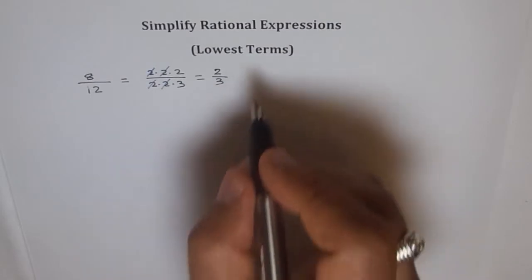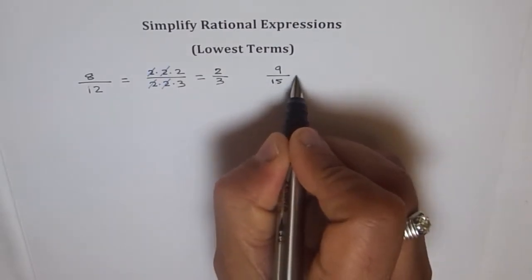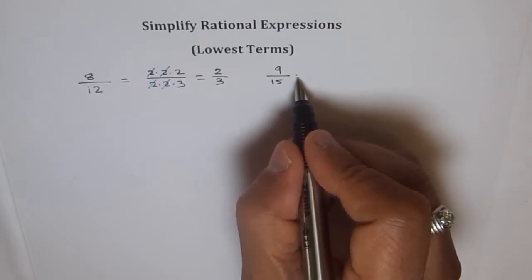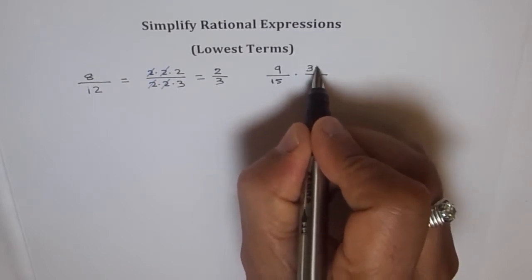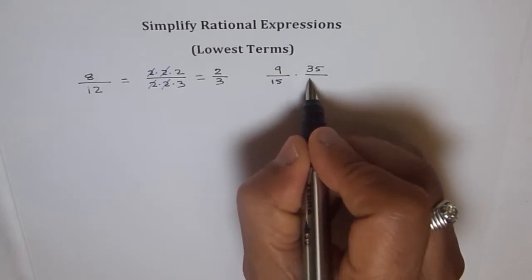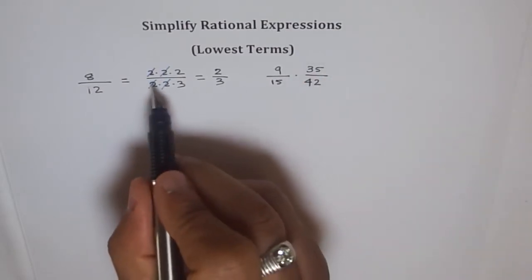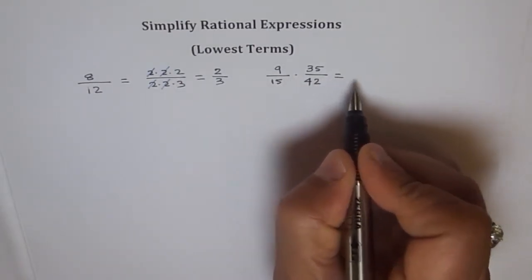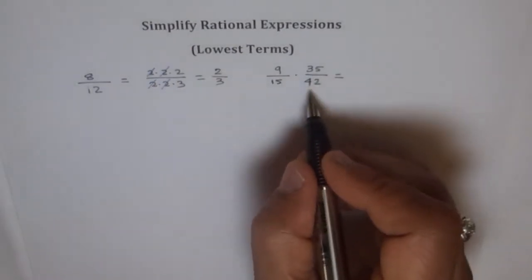Now, if we multiply fractions, for example, if we have 9 over 15 times, so multiply, we can write a dot, or we can also write times like this, okay? Let's say we write here 35, and I've written 35 with purpose, it has 5 in it, right? Or let's say 42. So we need not always write in the lowest terms like this to cancel them out. We have to find the common factors, right? So common factors we need to find for 9 and 15 and 35 and 42.